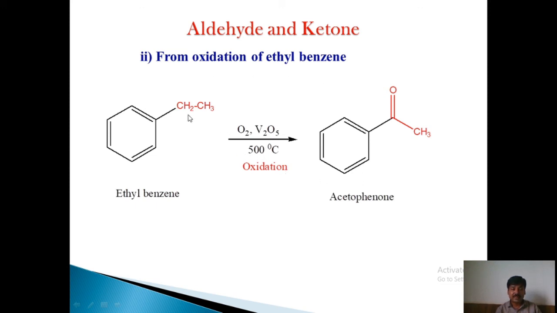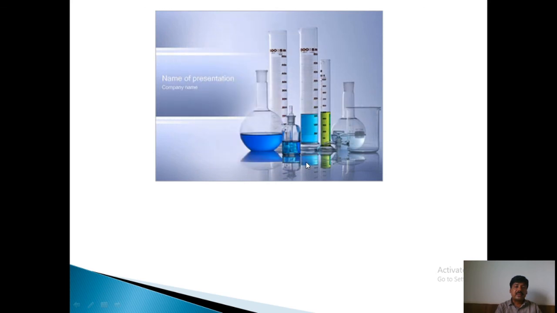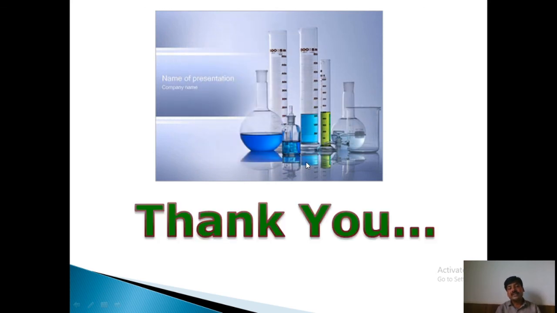See here what happened? The conversion of this ethyl group into an acetyl group, that is CH3CO. That is addition of oxygen and removal of hydrogen. This is called oxidation. Next lecture, we will see the chemical reactions of aldehydes and ketones. Thank you very much.